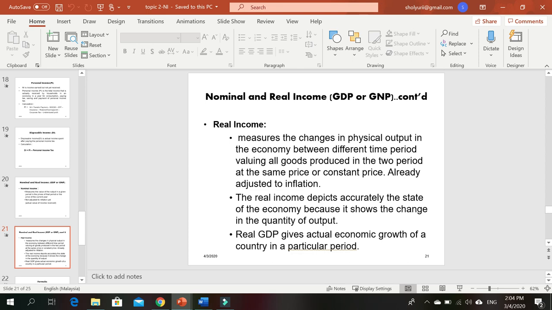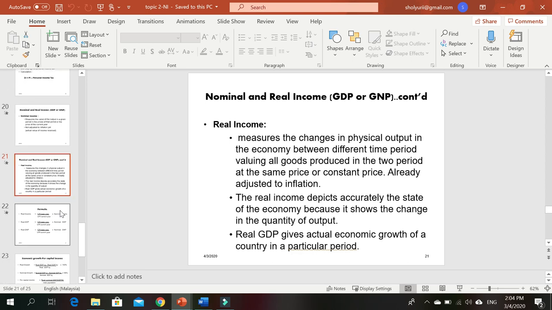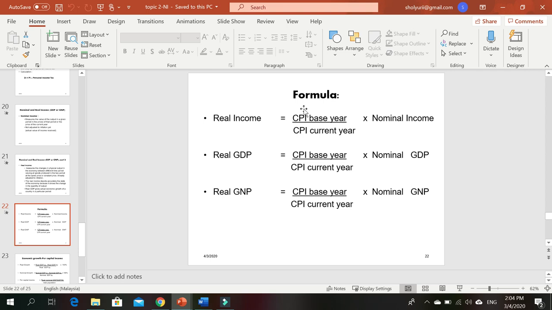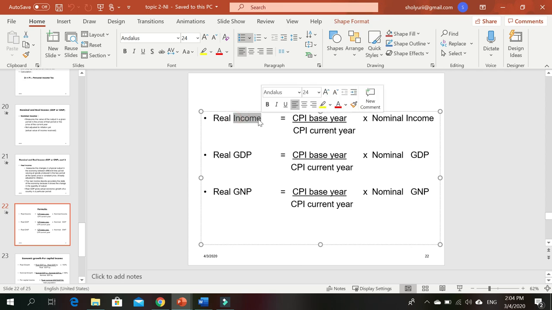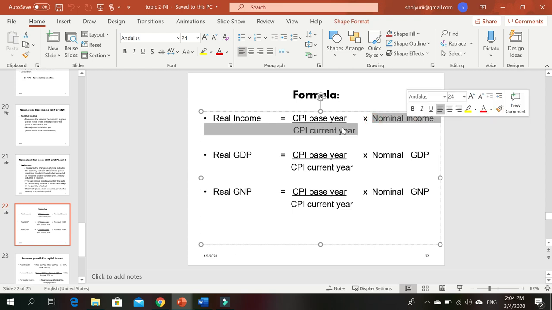Don't just base our calculation on nominal income to predict the situation of a country. So how do we calculate real income? It's very simple, guys. Okay, so this is the formula. If it's real income, my keyword here: when the question mentions income, it will change here to nominal income.